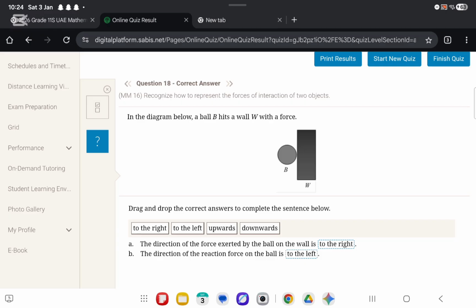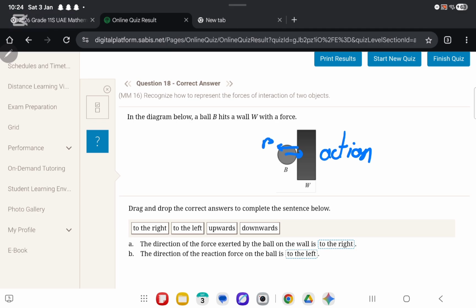Okay, this is very, very easy. In the diagram below, the ball hits the wall with a force. As you can see here, the direction of the force exerted by the ball on the wall is like this. Now, this is the action. What will be the reaction?